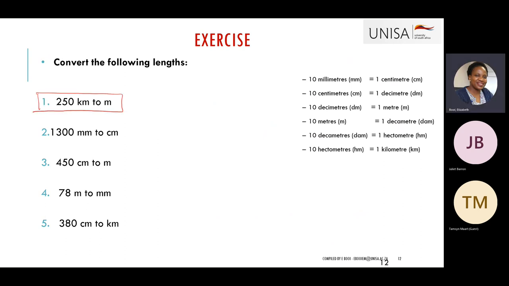Your exercise is to answer number one. We have 250 kilometers, 2 meters. We're moving from a bigger unit to a smaller unit. So if I'm moving to a smaller unit there, how many tenths will I have? 1, 2, 3 tenths.